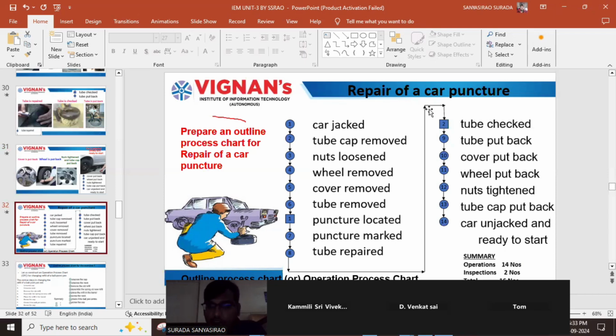After then, directly you have to go to tube checked. You have to check whether any other punctures are there. This is one more inspection. Then you put back the cover, put back the wheel, and tighten the nuts. You put the cap back and car unjacked, lowered, and ready to start. These are all the different operations. So this is the outline process chart, the operation process chart. You can count the number of operations are 14, inspections are 2, and total are 16. So like that, you have to prepare the outline process chart.